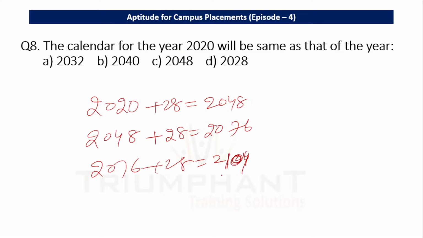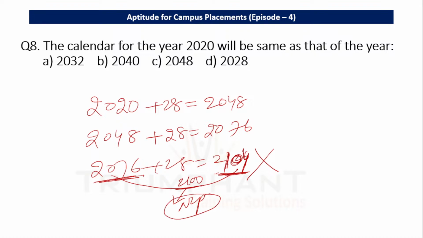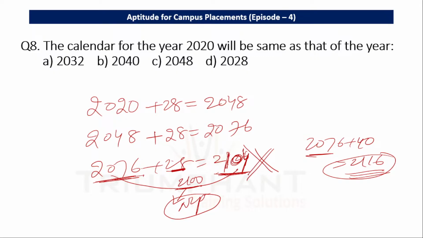Yes, but unfortunately, this is not correct, because when I added 28 to 2076, I crossed a different century. I entered into a different century, that is 2104. So in this journey from 2076 to 2104, I crossed 2100, which is a non-leap year century. So since I crossed a non-leap year century, instead of 28, I should add 40 here. So 2076 plus 40, 2116 will have the same calendar as that of 2076, not 2104.